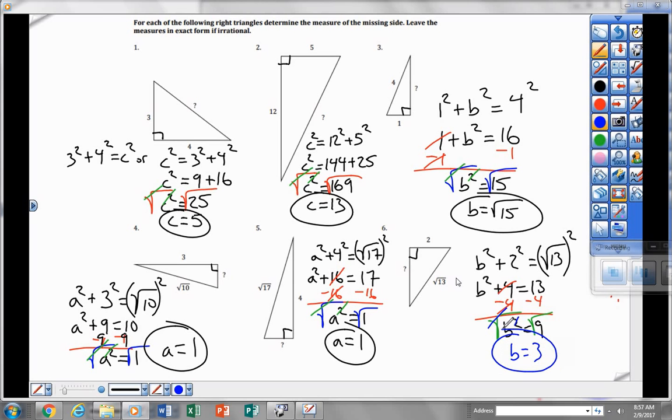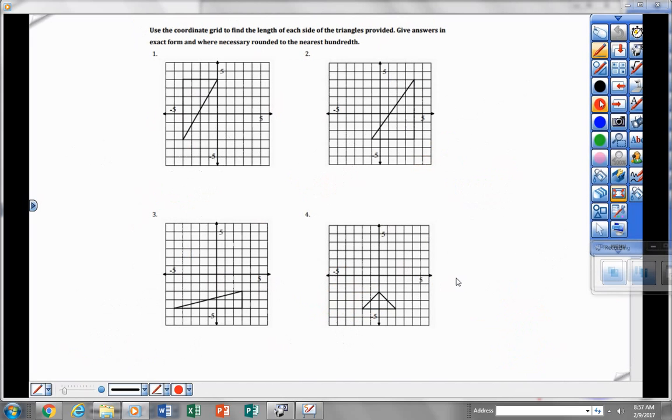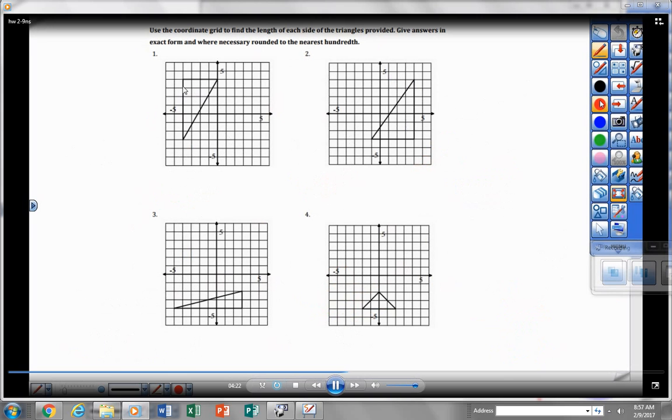The next page of problems has you count boxes and then use the Pythagorean theorem. These are all right triangles. I can see there is a 90-degree angle on all of them.